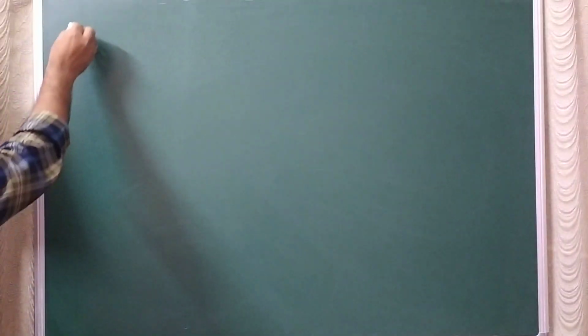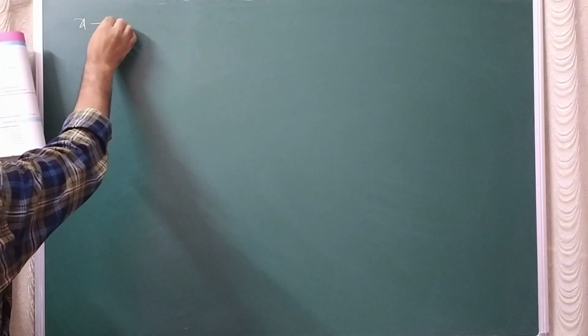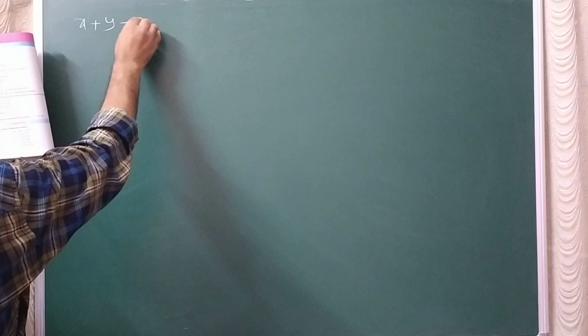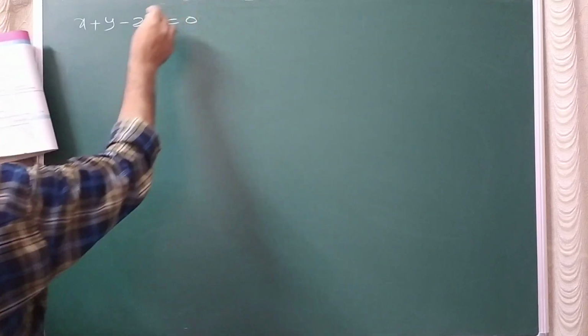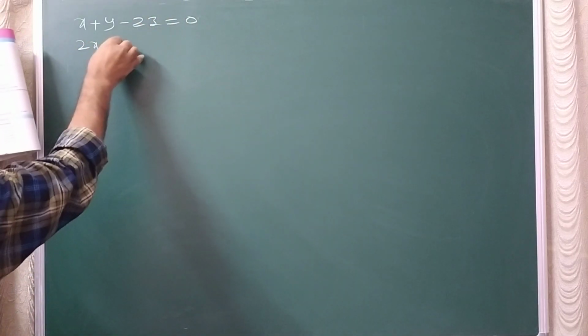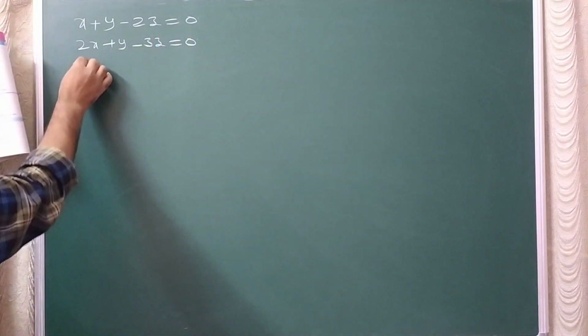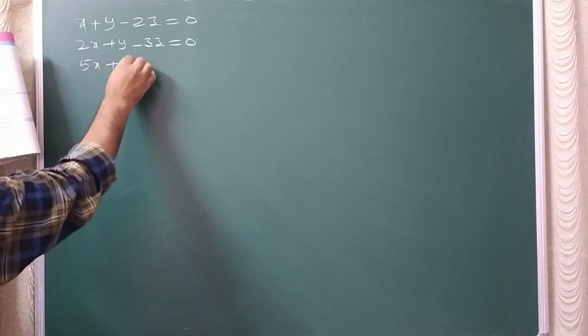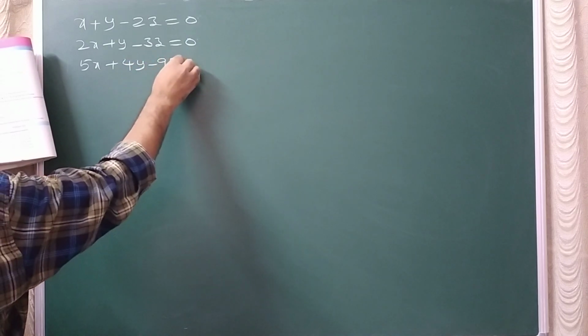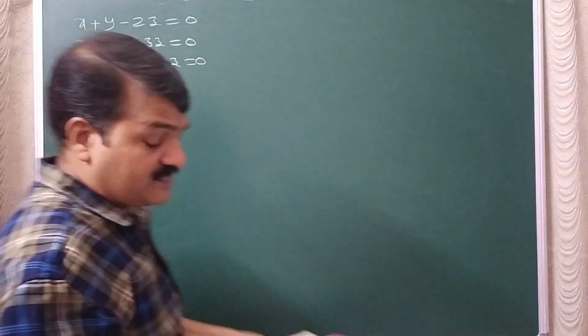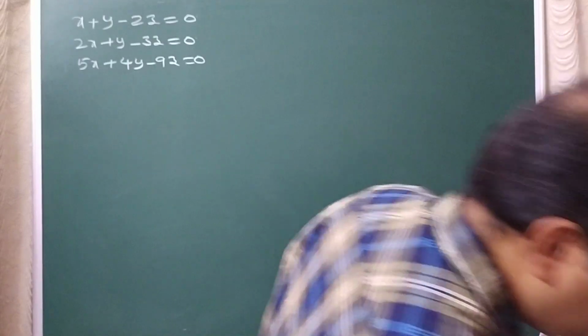So I'll try to take a problem in which we will get infinite solutions. Okay, so let us take it like this. x plus y minus 2z is equal to 0, 2x plus y minus 3z is equal to 0, 5x plus 4y minus 9z is equal to 0. So this is the set of equations.